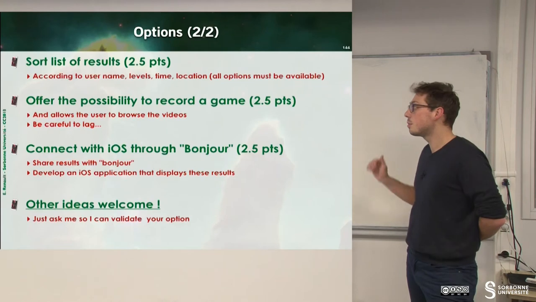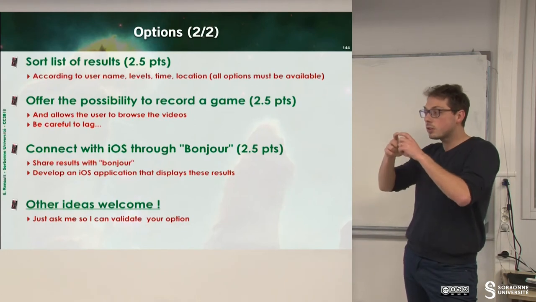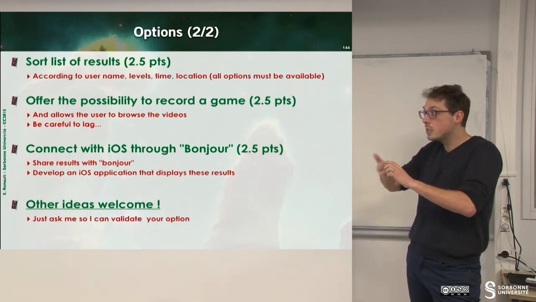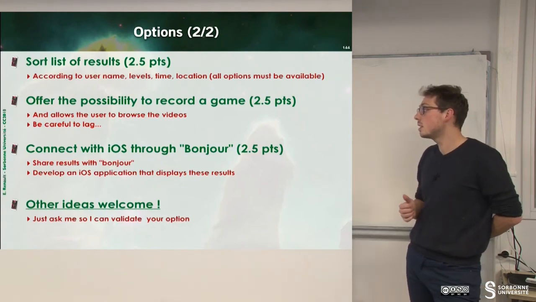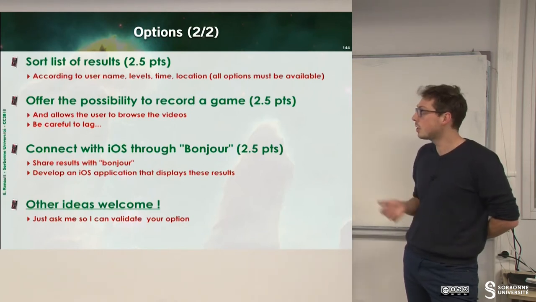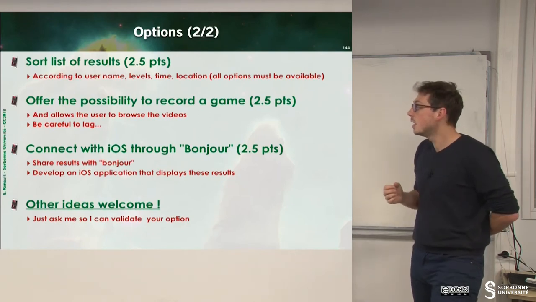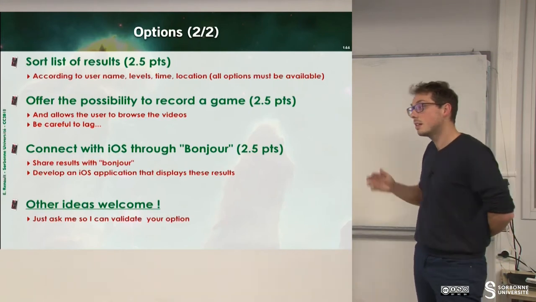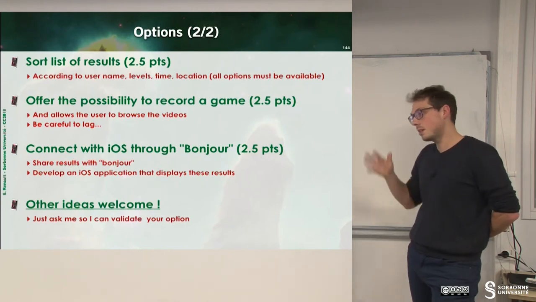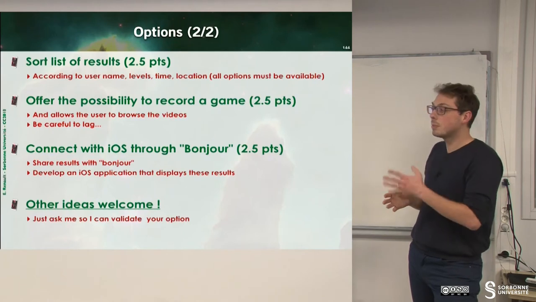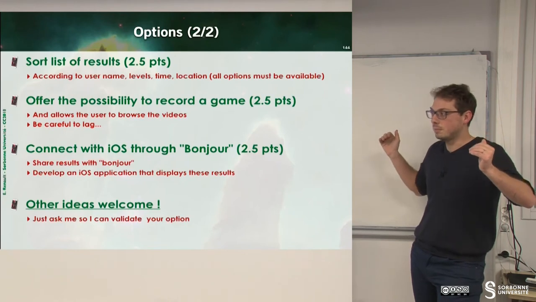You can sort the list of results. You can offer the possibility to record the game. I mean, you can record the screen of the game and be able to display it. So it's a video of this game. You can connect with iOS with the Bonjour protocol. And so you will have to develop also an iOS application. And if you have other ideas, welcome. Okay, I will just check if this idea could fit, but welcome. Okay, and if you implement all these options, your grade will be not more than 20 over 20.